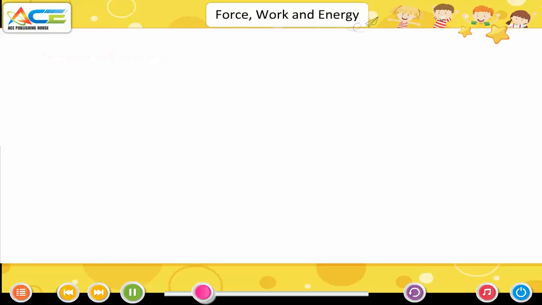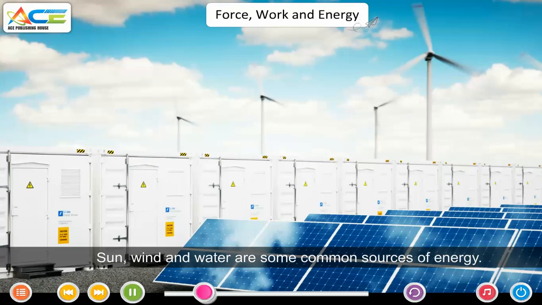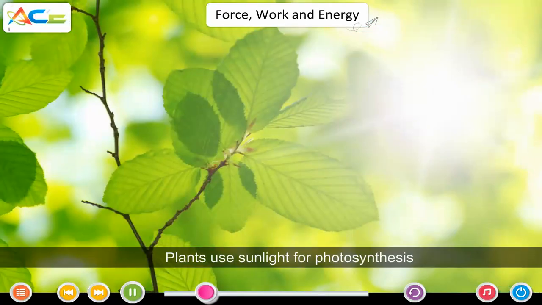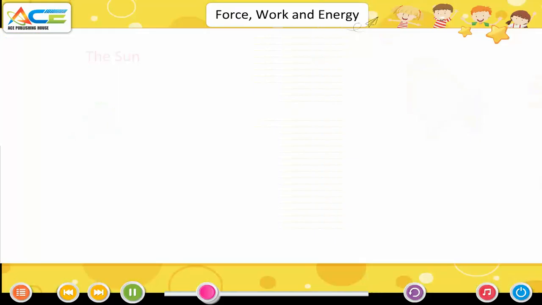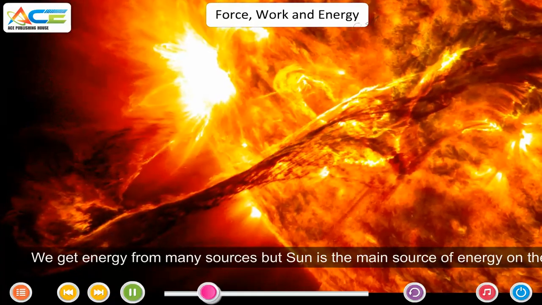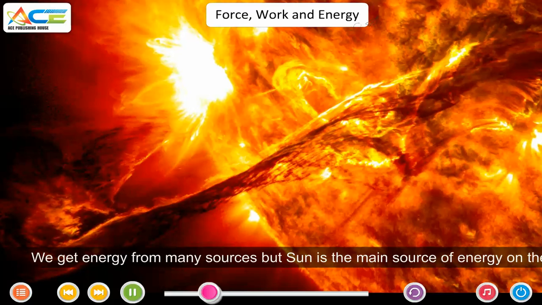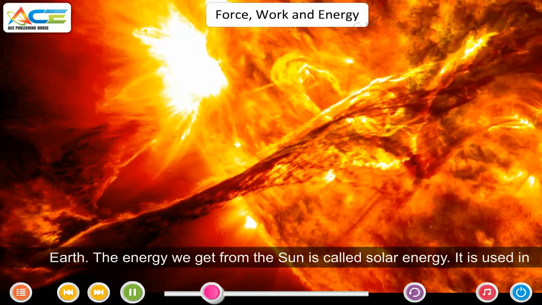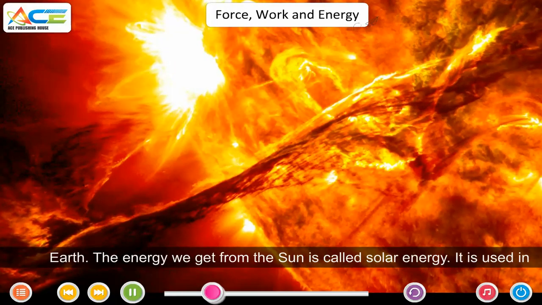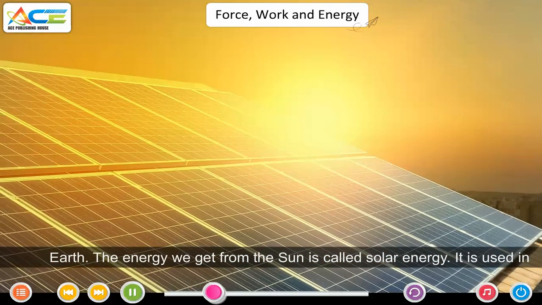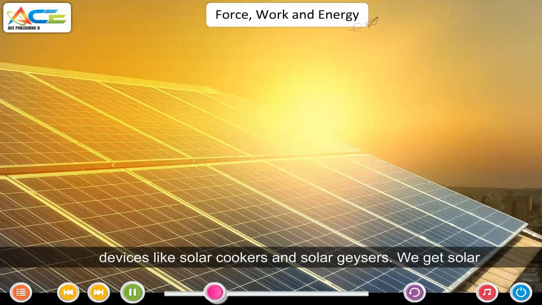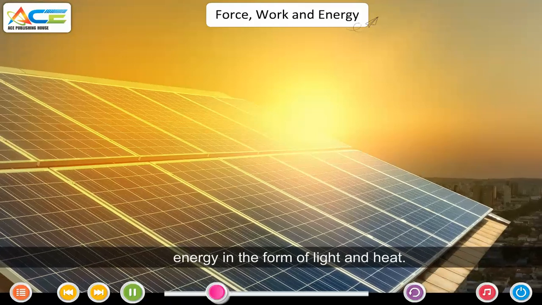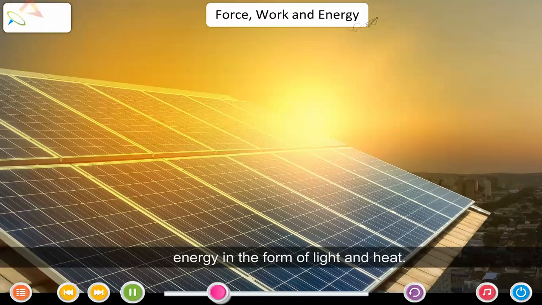Sources of energy. Sun, wind, water are some common sources of energy. Plants use sunlight for photosynthesis. The sun. We get energy from many sources, but sun is the main source of energy on the earth. The energy we get from the sun is called solar energy. It is used in devices like solar cookers and solar geysers. We get solar energy in the form of light and heat.